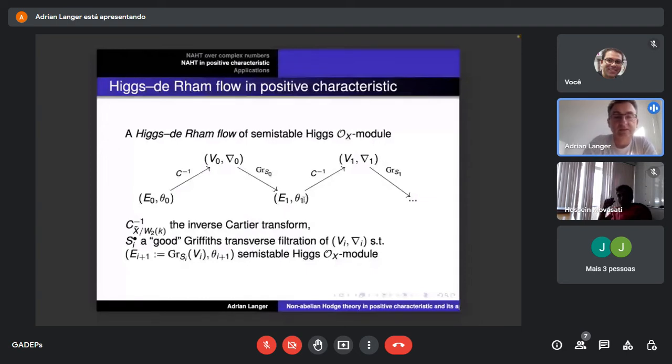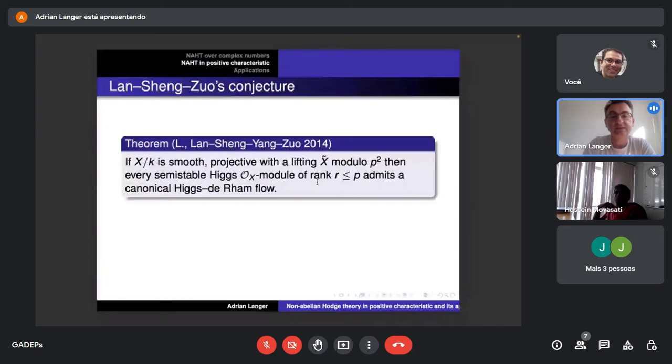The problem is that it's not so clear that these things exist. So some years ago, Lan, Sheng, and Zuo conjectured that it should essentially always exist if you have a lifting of your smooth projective variety modulo p squared, and that's what they proved with Yang, and I proved this independently using a somewhat different method.